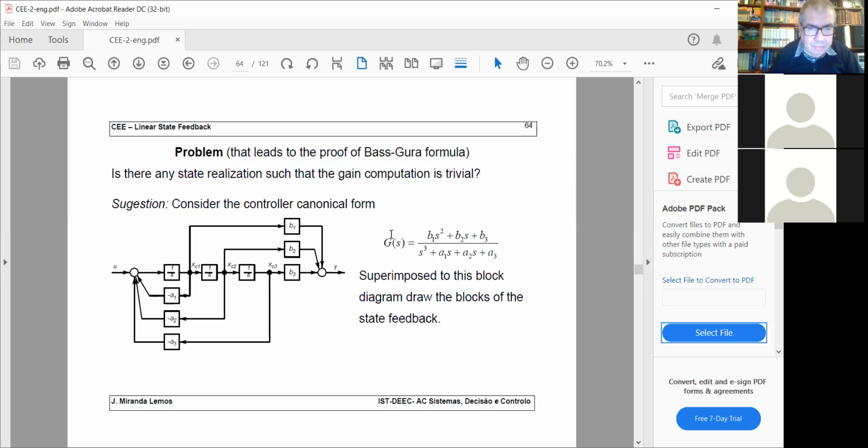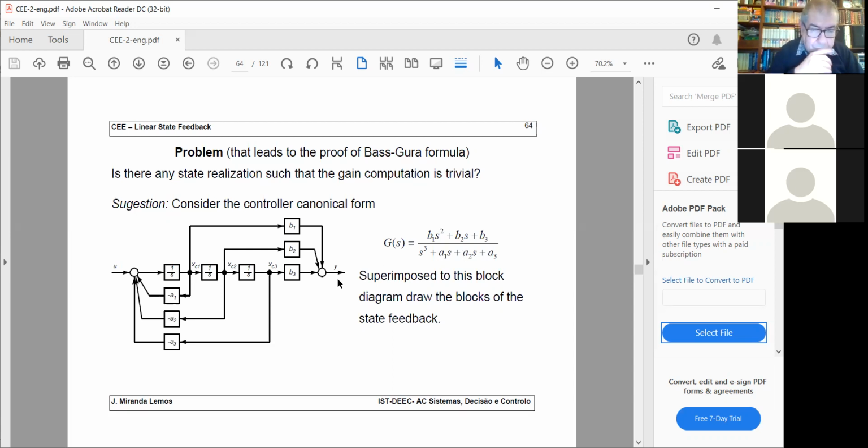So, let's do an example with a third order system with 2 zeros. Given the transfer function, this block diagram realizes this transfer function. That is to say, if we compute the transfer function of this block diagram, you get the transfer function on the right.